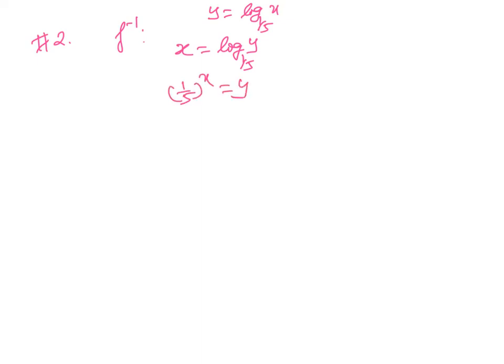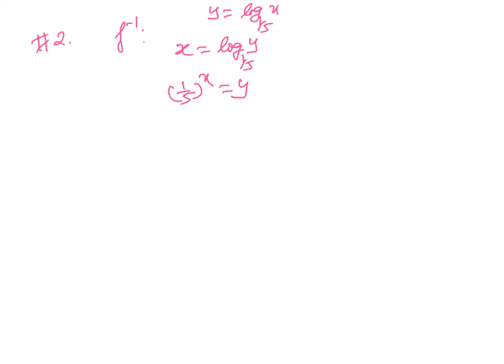Question number 2 is to find f inverse of x. That means my original was y is equal to log x to the base 1 over 5. Therefore, I have to swap the values. x is equal to log y to the base 1 over 5. Now I have to make y the subject of the formula. Therefore, f inverse will be the exponential function, that is 1 over 5 to the power of x is equal to y. So I change the logarithm to an exponent.